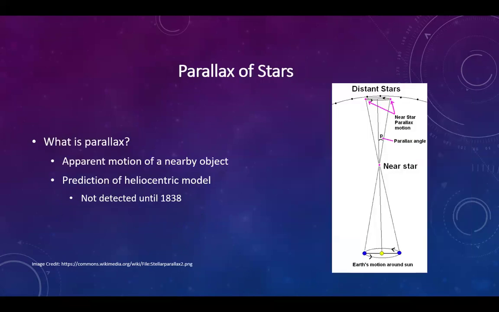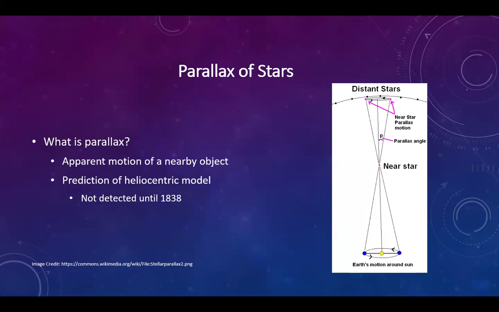So parallax is the apparent motion of a nearby object. This was predicted by the heliocentric model. And one of the biggest arguments against it for the longest time was that no parallax had been seen, because parallax of stars was not detected until 1838. And that's because stars are a lot further away than people thought.